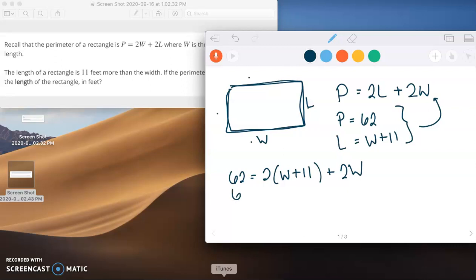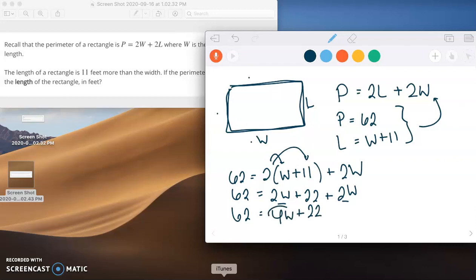So let's do 62 equals 2 times W plus 11. When we distribute through, we get 22 plus 2W. So now we can combine these like terms. We have 62 equals 4W plus 22. Now we want to get this by itself, so we're going to subtract 22 from both sides. These cancel. 62 minus 22 gives us 40.